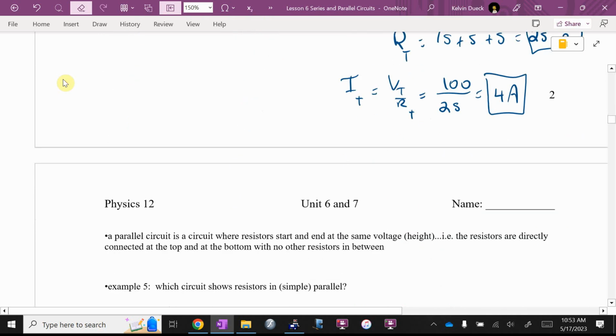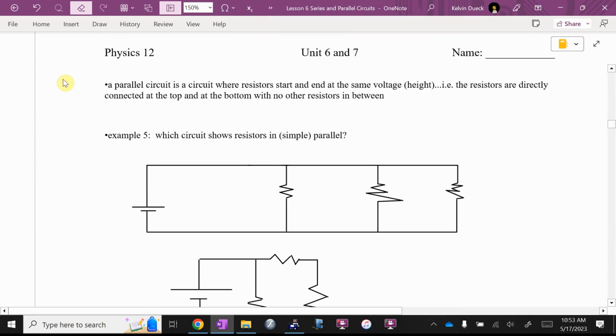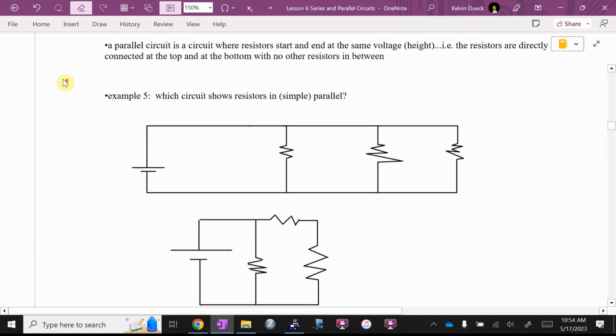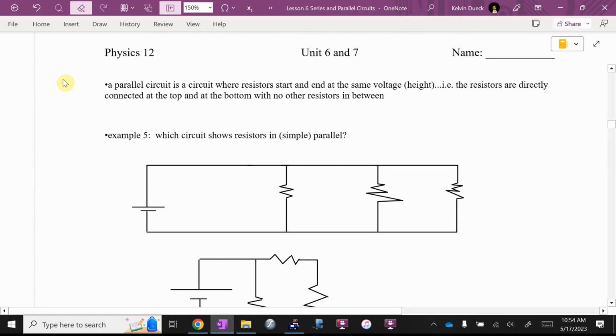Parallel is tougher. I want all of you to get your calculators out because I'm going to show you a specific way to do this that may involve using a previously neglected button on your calculator. A parallel circuit is a circuit where resistors start and end at the same voltage, same height.